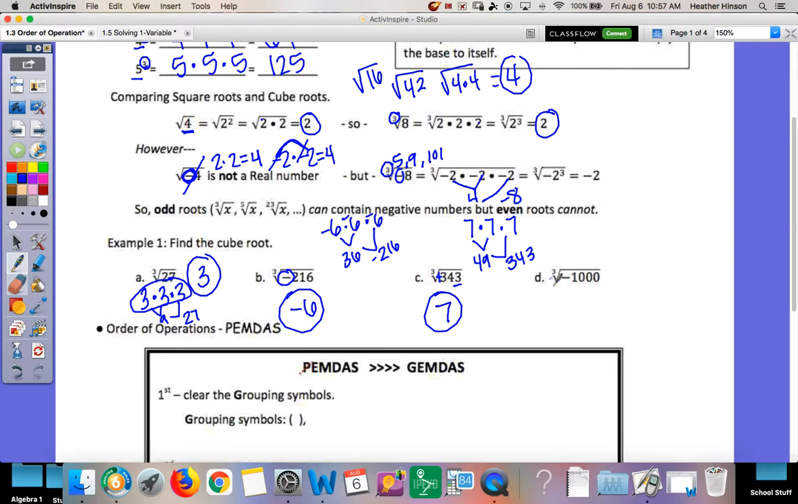Okay, cubed root of negative 1,000, it's negative, so our answer is going to be negative. And this one you could probably guess because of all the zeros, it's going to be 10. We can check that out first. So negative 10 times negative 10 is positive 100 times negative 10 is negative 1,000. So the cubed root of negative 1,000 is negative 10.